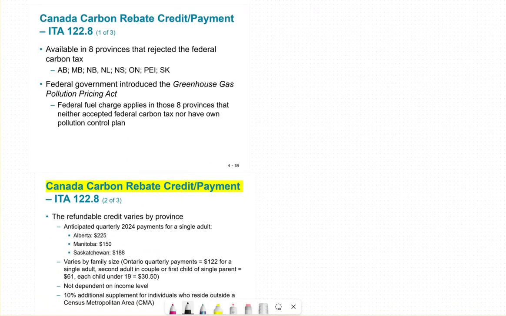This is new, well, not so new. It came around about last year. It is available to only certain provinces. We call it the Canada Carbon Rebate credit or payment. So you get a cheque in the mail for carbon credit payments, and this is what that is.